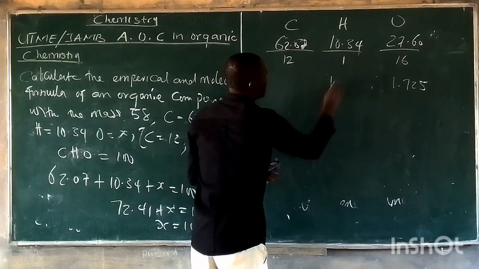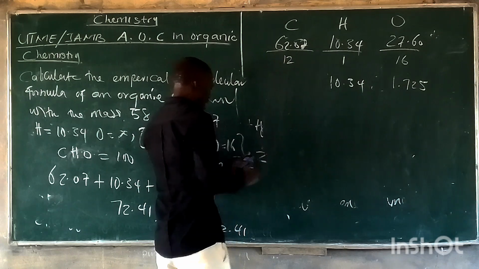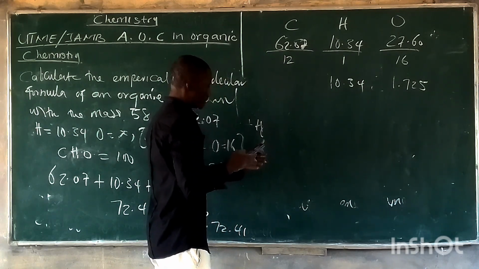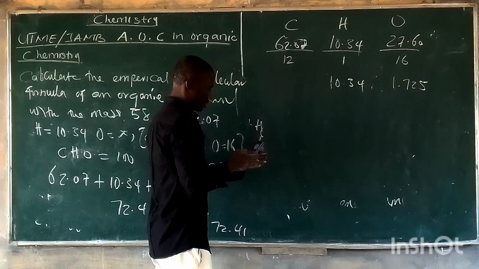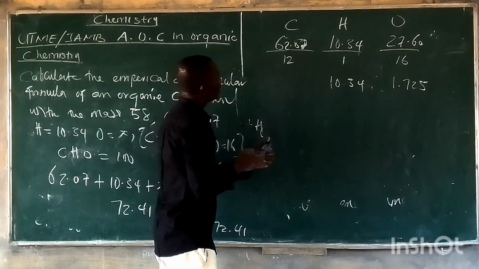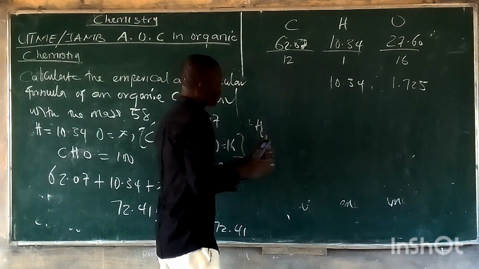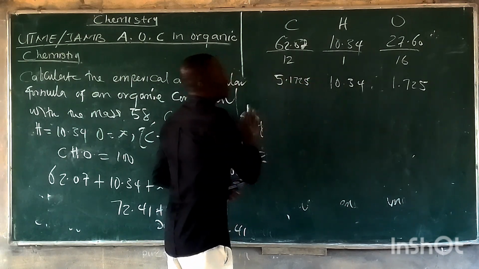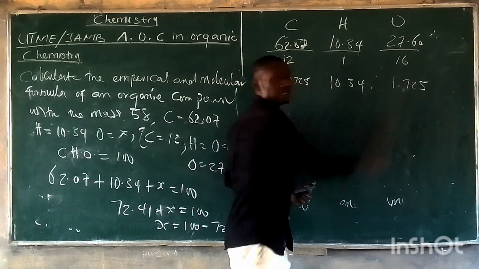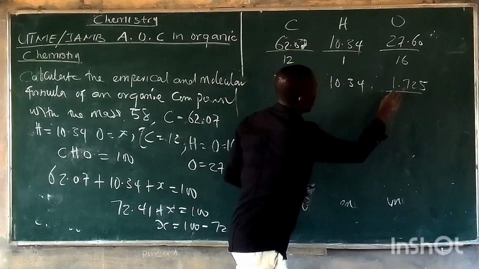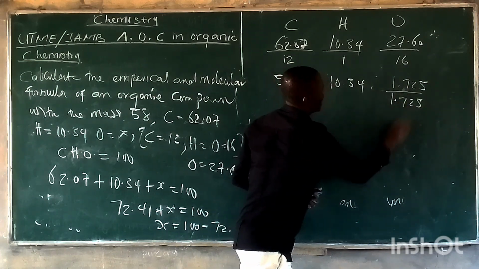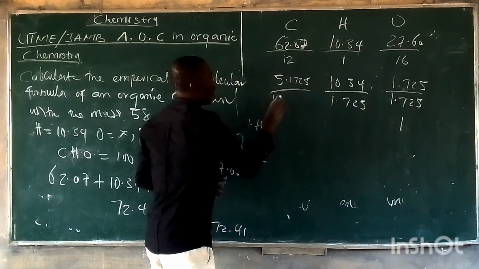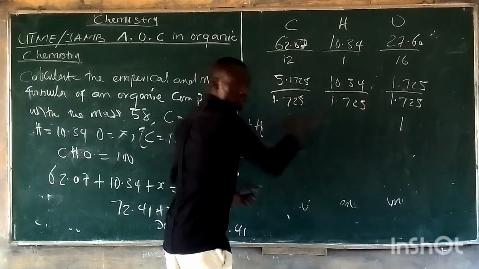And then over there, this is 10.34. Now let's do this one: 62.07 divided by 12. This is 5.1725. Now, the smallest proportion from here is this guy, so I'm dividing by 1.725, making this one 1. So we're dividing by 1.725, and also dividing by 1.725. We do it for all of them.